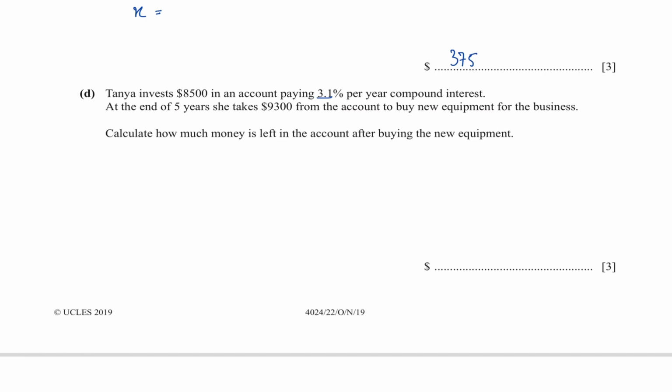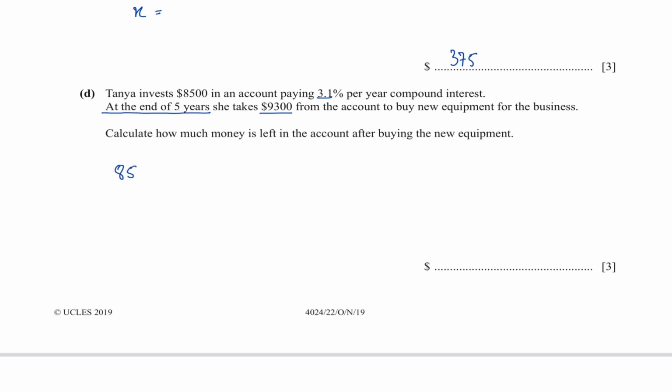Let's do part D now, which says Tanya invests $8,500 in an account paying 3.1% per year compound interest. At the end of 5 years, she takes $9,300 from the account to buy new equipment for the business. Calculate how much money is left in the account after buying the new equipment. The first thing we need to do is figure out the total amount that she will have at the end of 5 years.